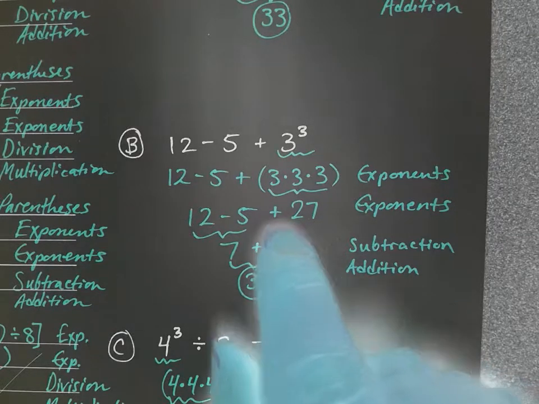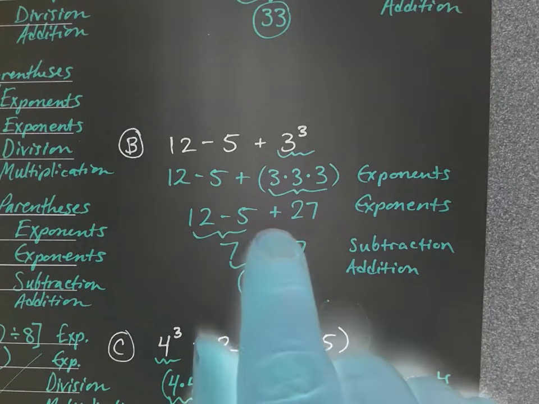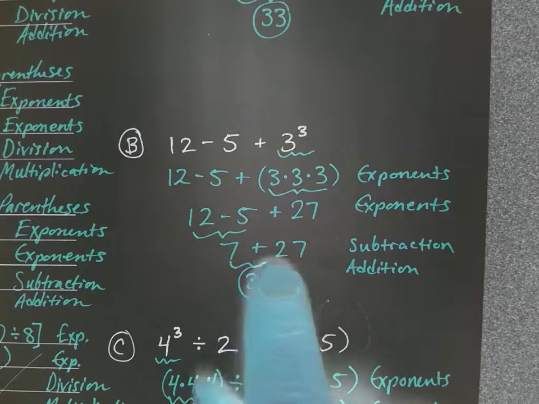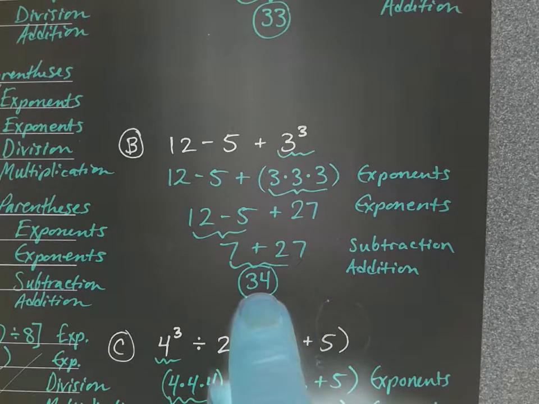Well, next my choices were subtraction or addition, and you have to remember that subtraction always precedes addition if it goes in left to right order. So, subtraction first it is. That will get me 7 plus 27, and when you are done, you'll have to add up to get a total of 34.